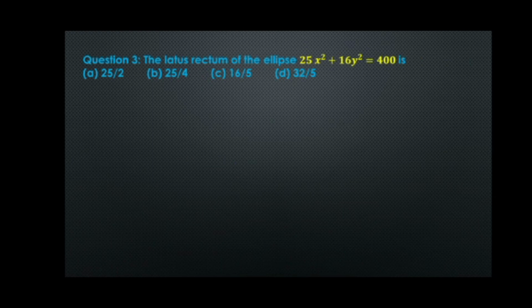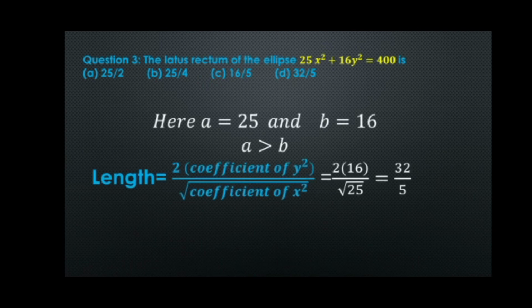Moving on to the third question. The latus rectum of the ellipse 25x square plus 16y square equal to 400. Here a equal to 25 and b equal to 16. Therefore, a is greater than b. We know that the length of the latus rectum is 2 into coefficient of y square divided by square root of coefficient of x square. Here 2 into coefficient of y square is 16 divided by square root of coefficient of x square is 25, which is 32 divided by 5.